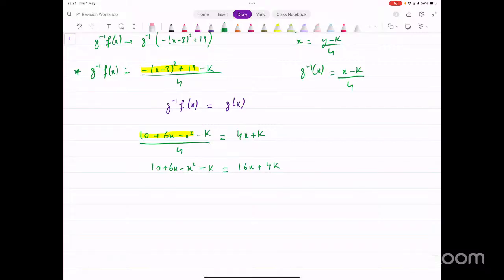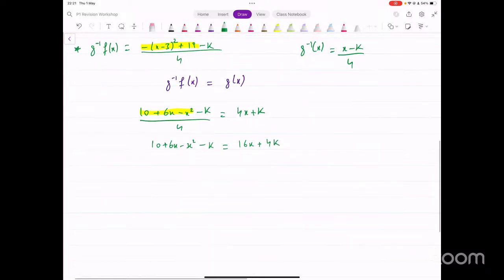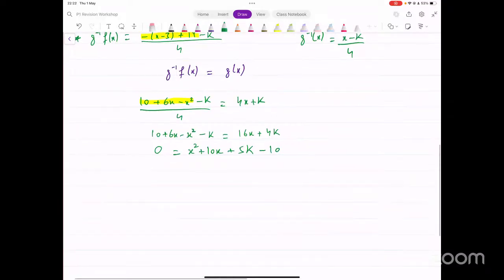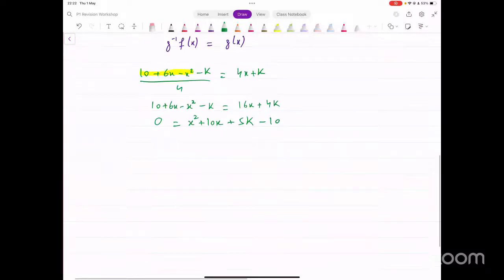Take everything to one side and see what that gives you. I can take everything to the right so that I get a positive coefficient of x squared. That simplifies things: x squared, and then if I take 6x to the right, that will become plus 10x. And then 4k plus k from this side will become 5k, and then 10 to the other side becomes minus 10. That equals 0. That's the quadratic equation that we're getting. Can you spot any careless errors anywhere? Looks okay, I think. We had x squared, 10x, and then 5k minus 10. So that looks okay.